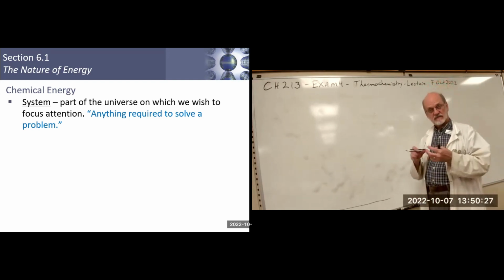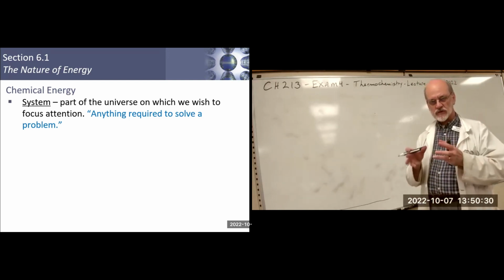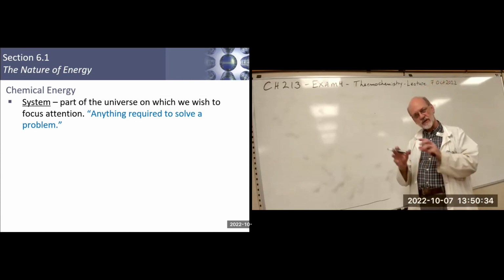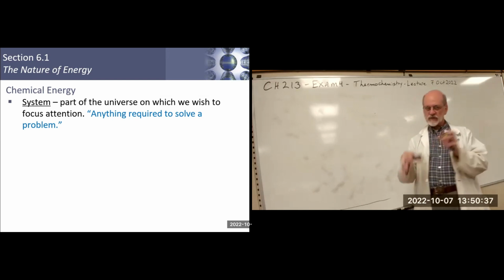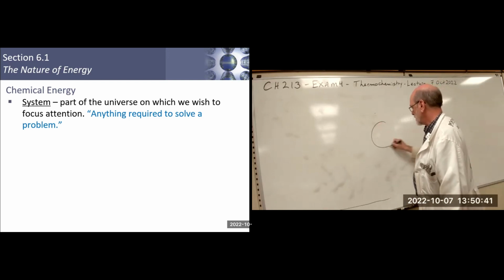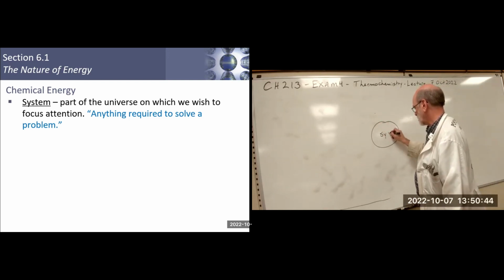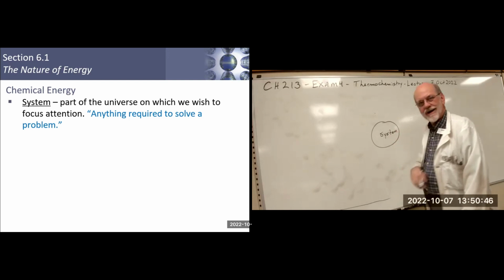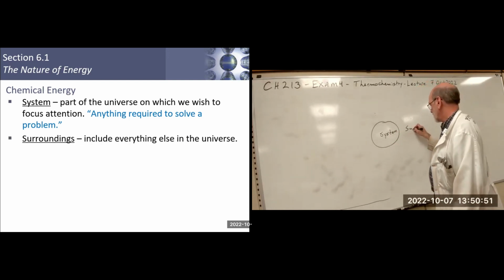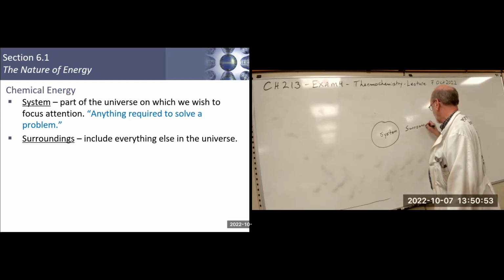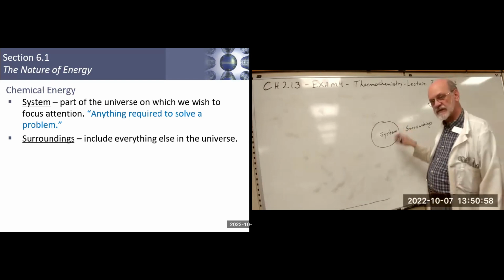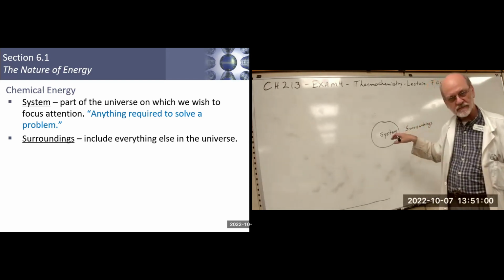Sometimes it's evident, right from the start, what your system is. Sometimes you might have to think about it a minute and say, all right, if I do it this way, I can't solve the problem. If I do it this way, I can solve the problem. So here's your system. Everything else is surroundings. So we've defined what our system is. We've defined everything else as surroundings.